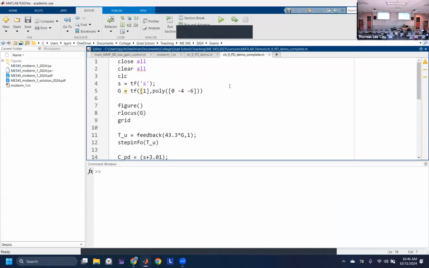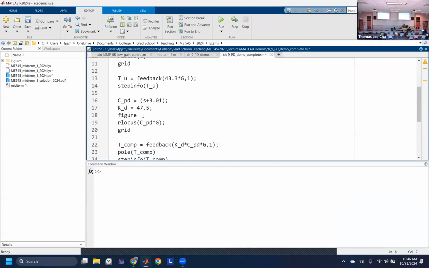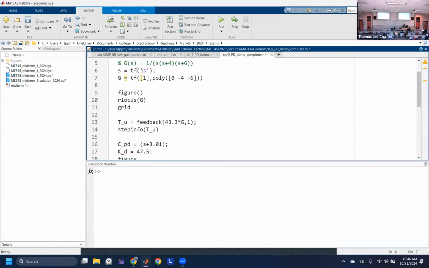Okay, so our original system has G of s equal to 1 over, just to write it out for visualization, (s plus 4) times (s plus 6). So here I define the transfer function. This is a trick you can do: you can define the transfer function as s. This defines the variable s as a transfer function.